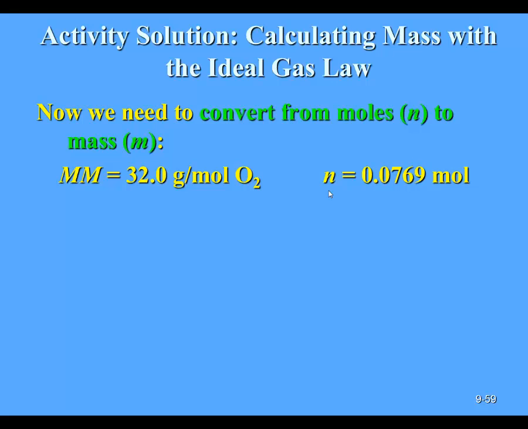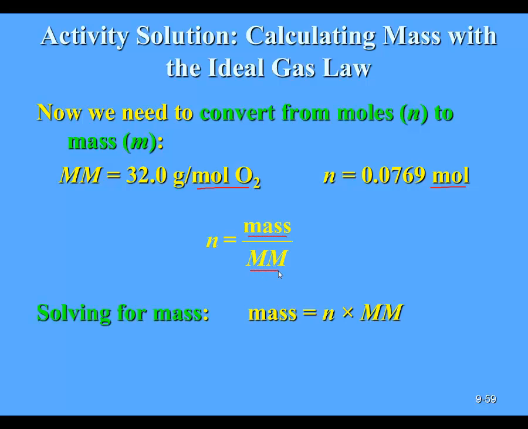And then if I take the number of moles from the previous calculation, 0.0769 moles, now that I have the moles of the gas and the molar mass of the gas, I can easily convert from moles to grams by using the molar mass as a conversion factor. Realize my moles of the gas is just equal to the mass of the gas divided by its molar mass. So I rearranged to solve for the mass of the gas. Mass is equal to moles times molar mass.